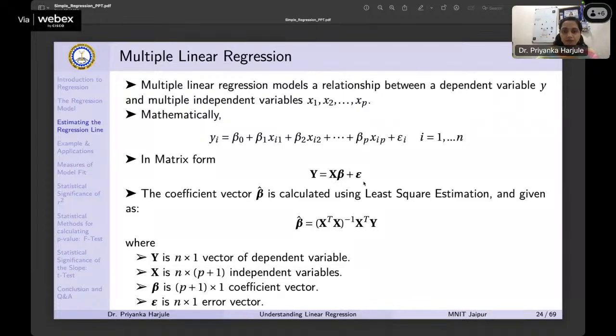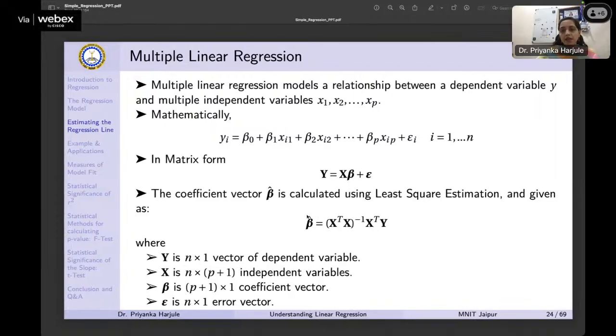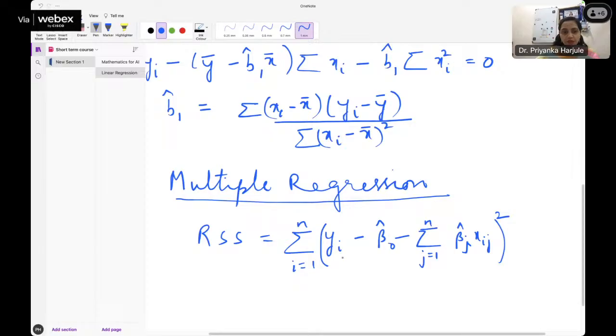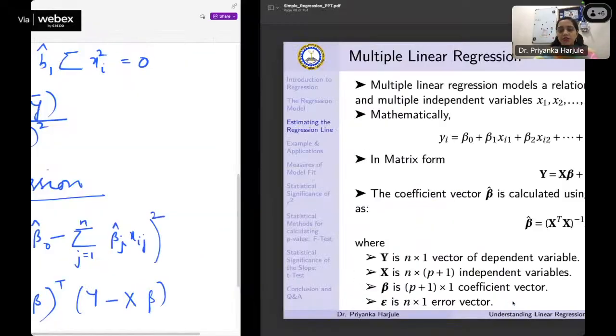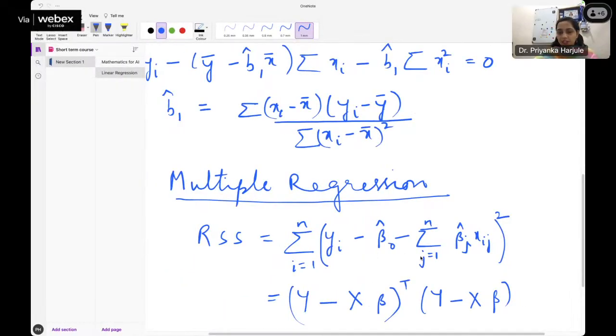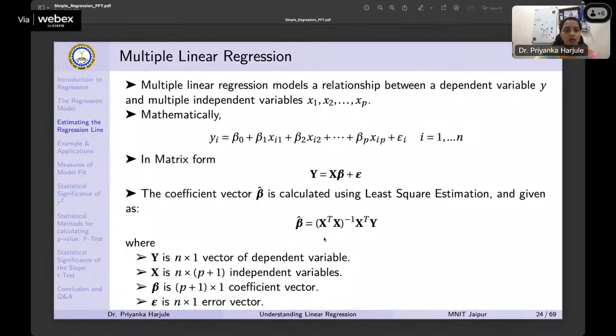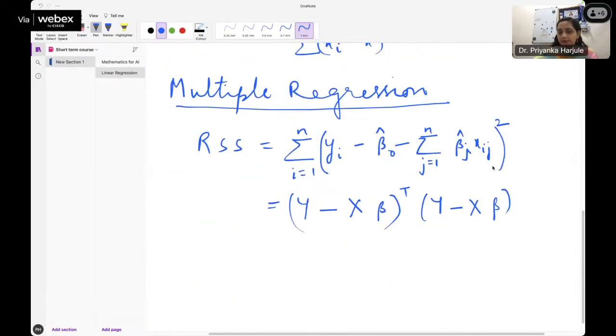cross 1 error vector. So from your least squares, you wish to minimize this residual sum of squares, which again can be expressed in the form of your matrix. So that becomes y minus x beta, the whole transpose, times y minus x beta. So this is how you can represent it. When you open it up, you will get the same summation back, the same series.